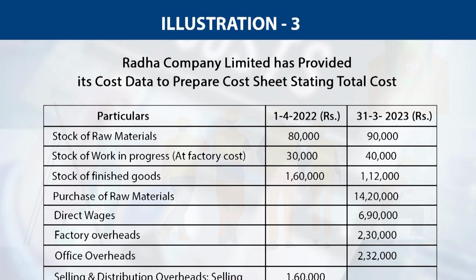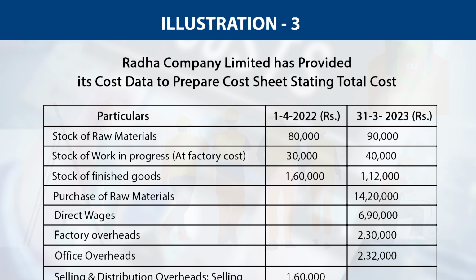Stock of raw material is given on 1st April 2022 as rupees 80,000 and on 31st March 2023 it is given as 90,000. Stock of work in progress, opening given is 30,000 and closing given is 40,000. Stock of finished goods opening value 1,60,000, closing value 1,12,000. Purchase of raw material during the year 14,20,000.